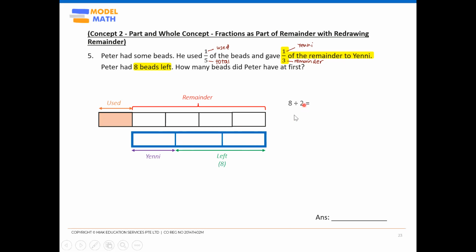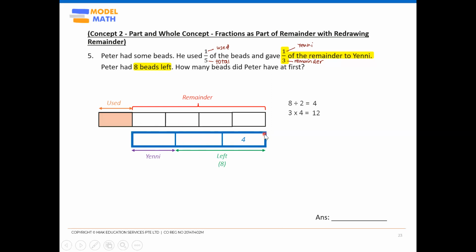So 8 divided by 2 first. 4 beads will be for each of these bottom layer units. Now I'm going to work my way towards the top layer. To do that, you can first find the whole remainder. Find out how many beads are inside the whole remainder, the blue one. 1, 2, 3, 3 units. So 4 times 3 will be 12. So this whole remainder is 12.